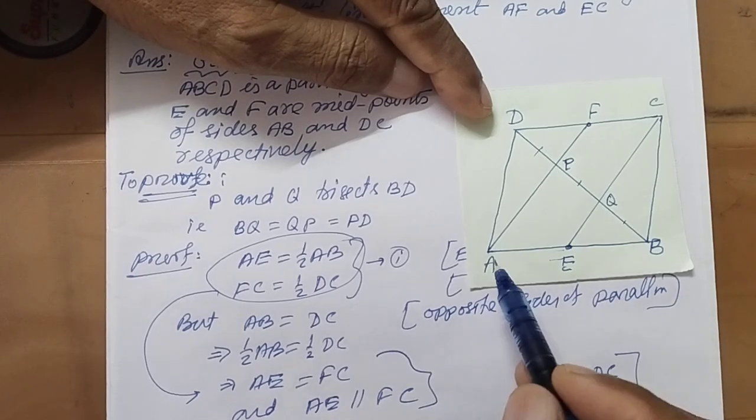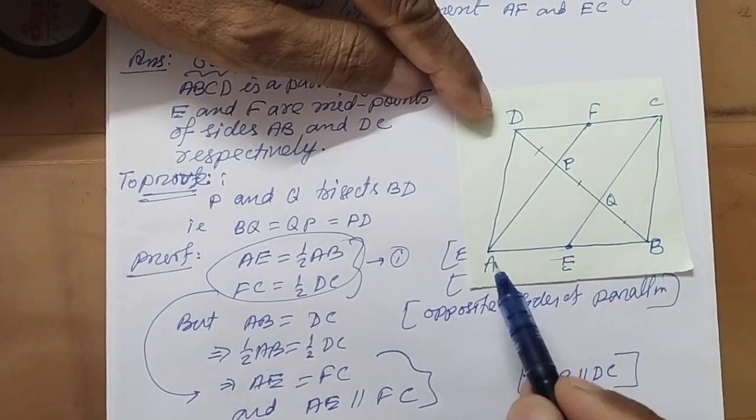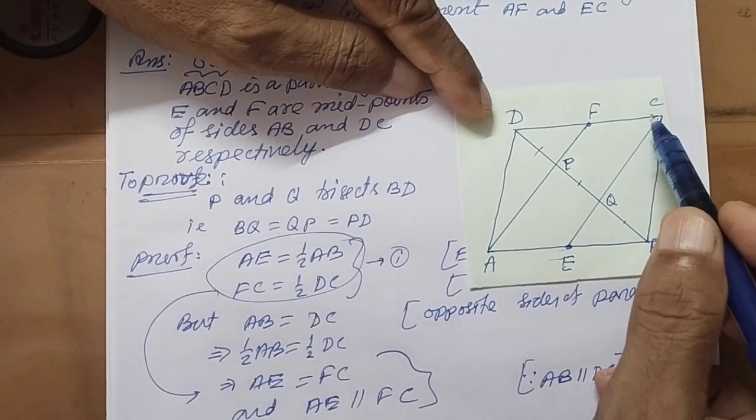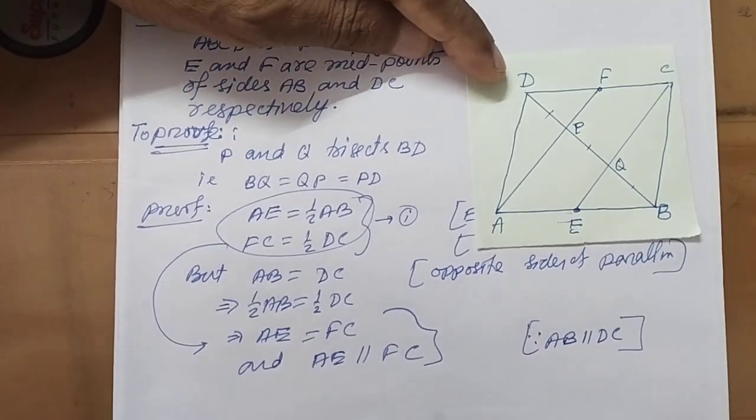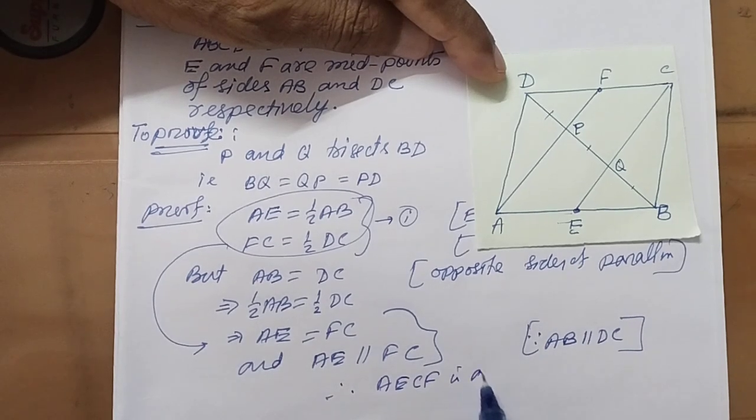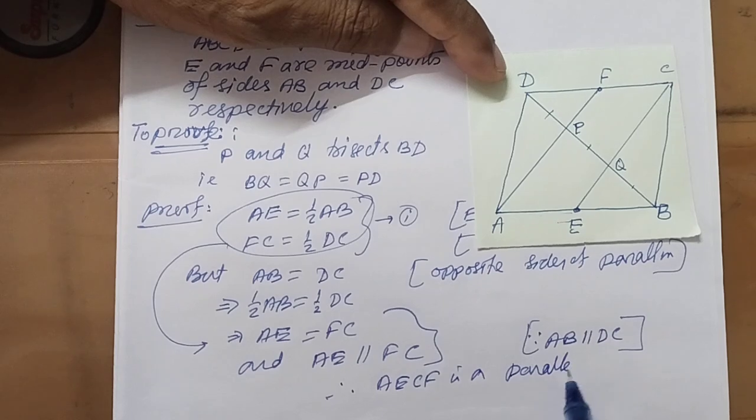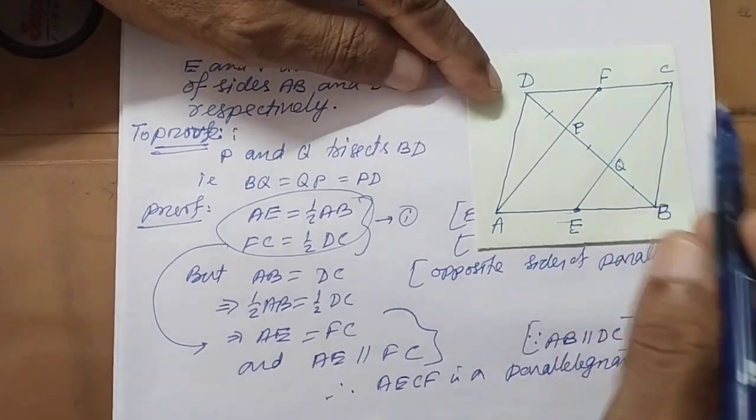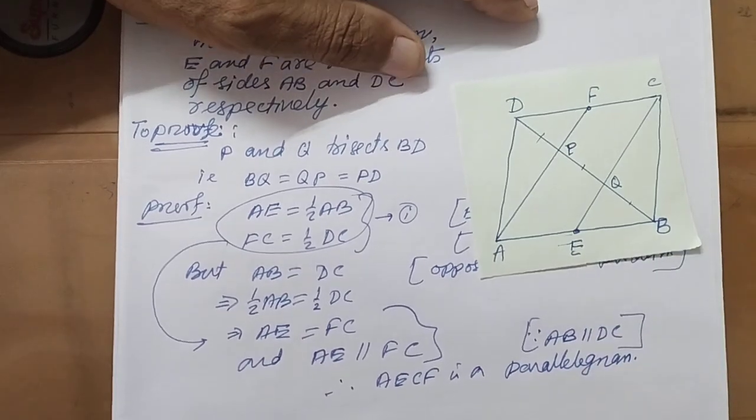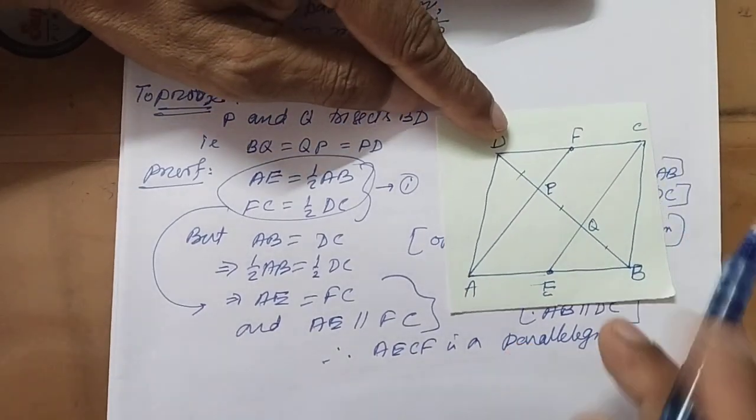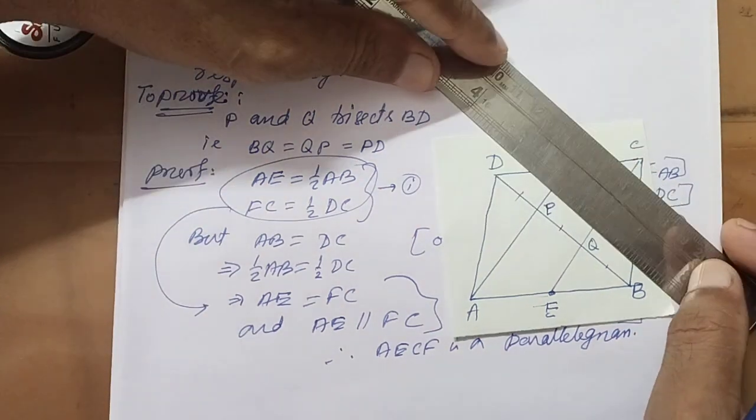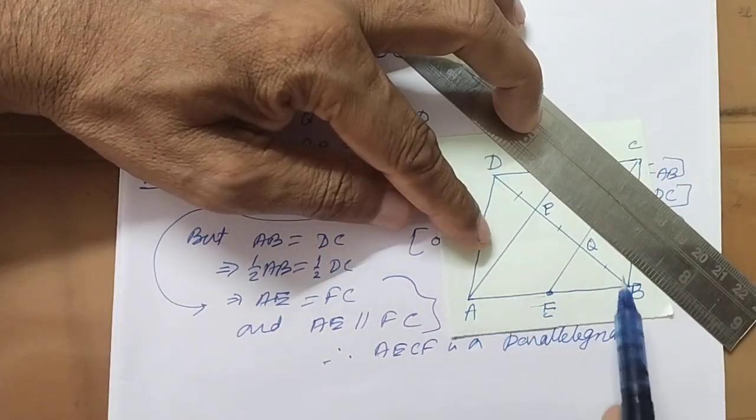So from this what are we getting? We are getting AE parallel FC and also AE equal to FC. So AECF is a parallelogram. Therefore, quadrilateral AECF is a parallelogram, because one pair of opposite sides, that is AE and FC, are equal and also parallel. So we have proved it is a parallelogram. Now we will take this triangle ABP.